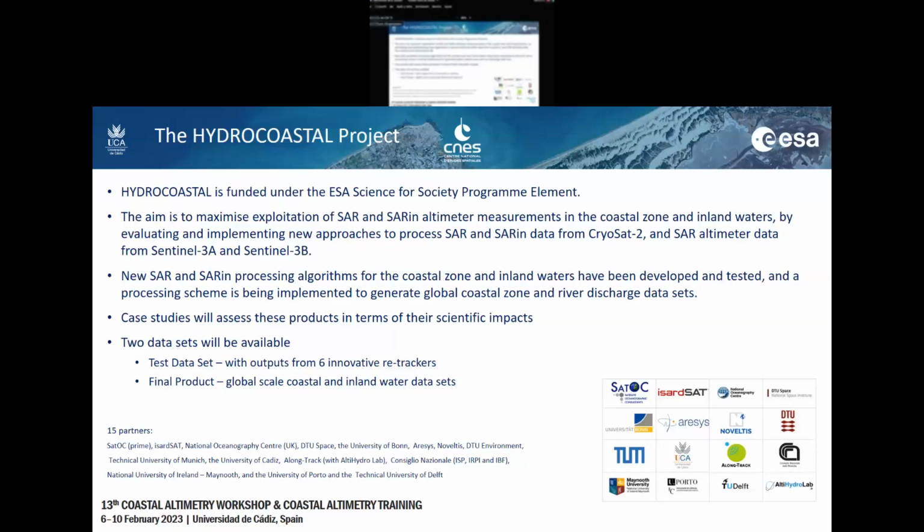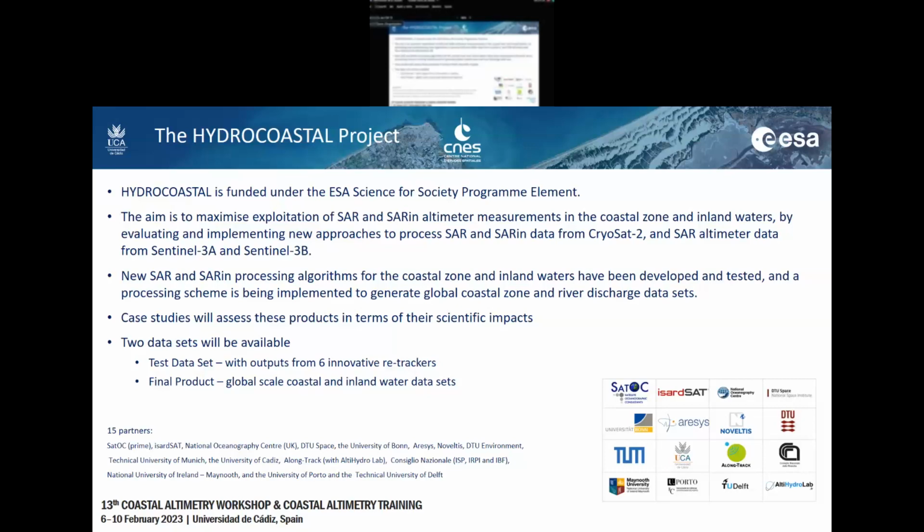rivers and coastal zone. So the team, you can see the logos at the bottom right-hand side, there's 15 partners. We implemented a number of new processing algorithms, new retracking algorithms for SAR altimeter data, developed them, tested them, and evaluated them, and from the best performing, we've generated a global scale data set, or we're in the process of generating one. And from that data set, we're then running a number of case studies to assess those products in terms of the benefits, their improvements on what's currently available.